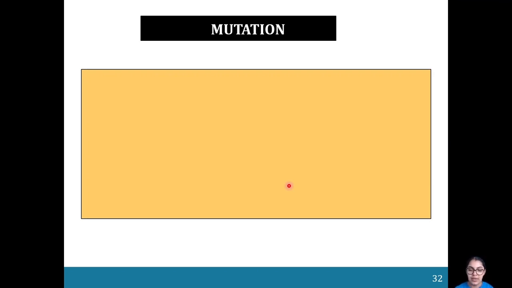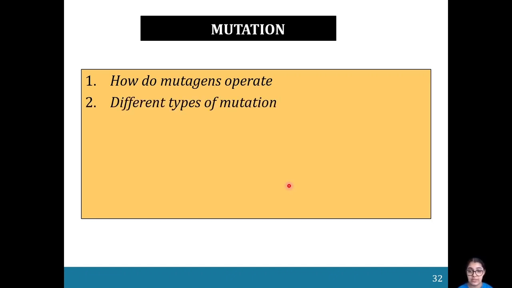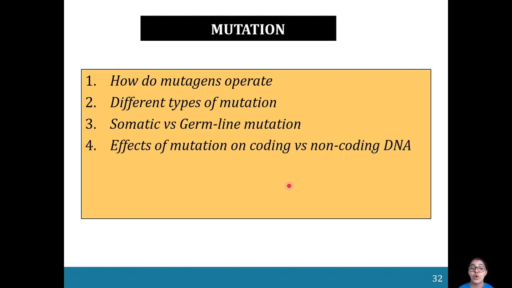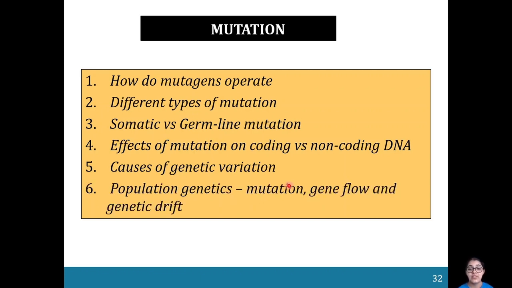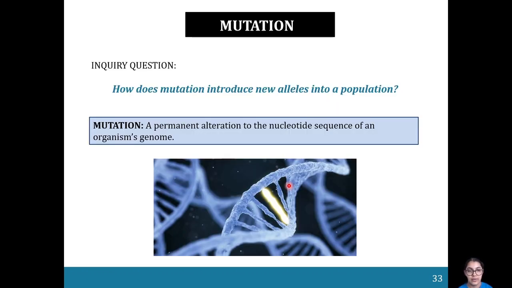Okay, here we are. So the first question we're going to look at is how mutagens operate, and the different types of mutations. We're going to talk about somatic versus germline mutation, and then talk about the effects of mutations on coding versus non-coding DNA, and then look at causes of genetic variation, and finish off by talking about population genetics. So we're going to talk about mutations, gene flow, and genetic drift.